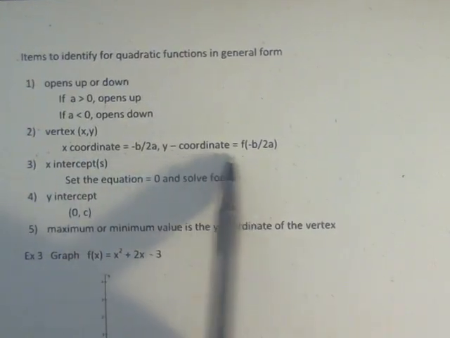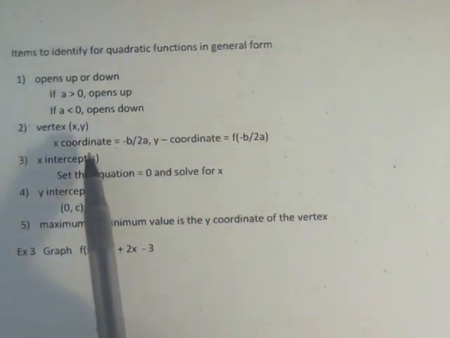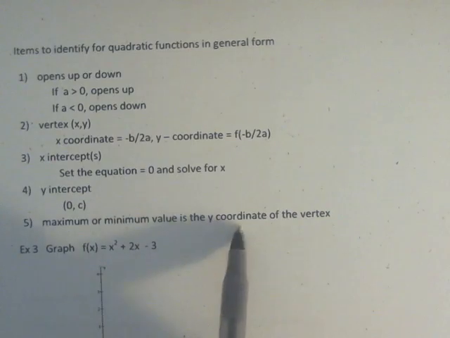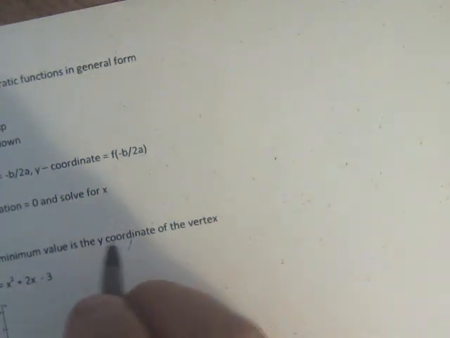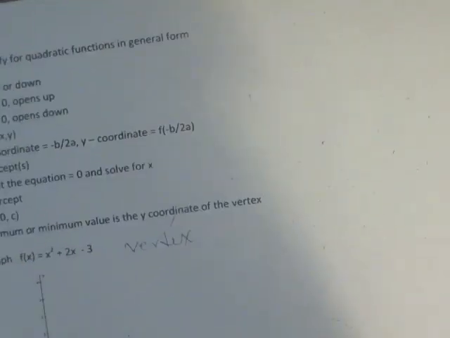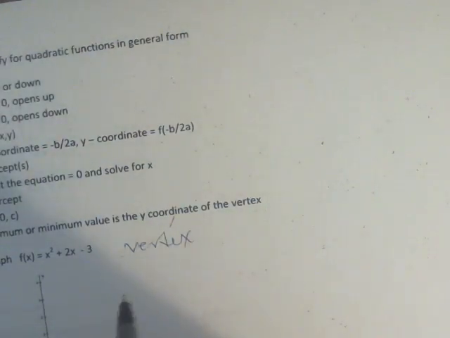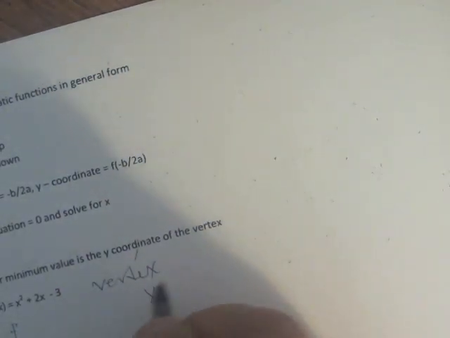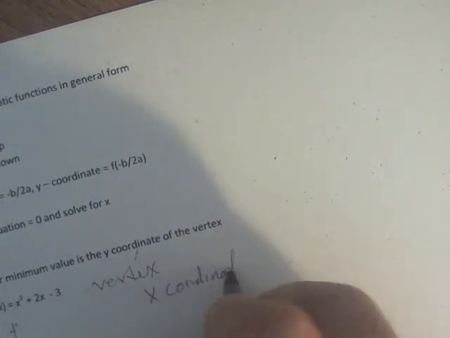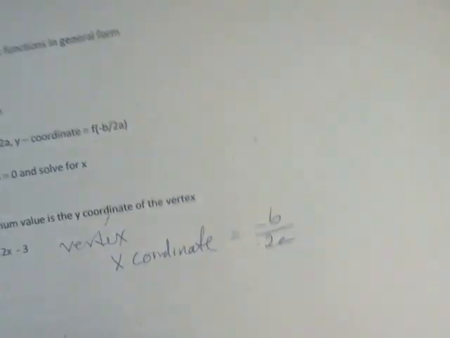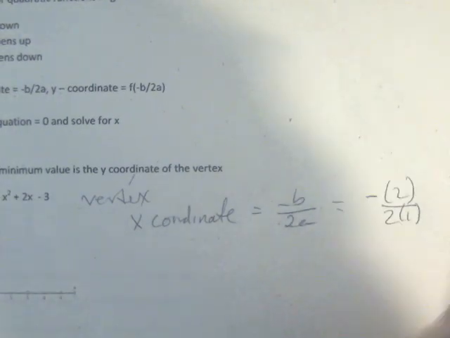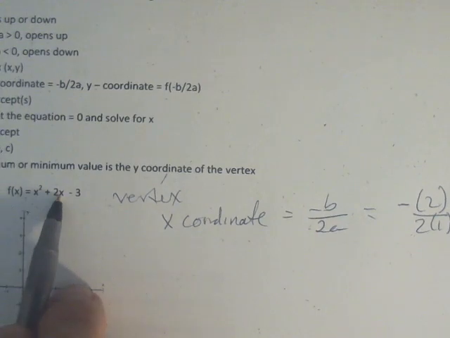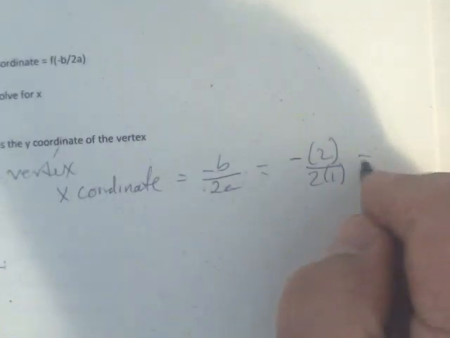For the vertex, we have a formula to find the coordinates. X-intercept and y-intercept do not change. Max or min does not change. So if I look at x squared plus 2x minus 3, it does open up. For my vertex, just make sure, and I see people mess this up all the time, once you find x, you need to put that back into the equation to get y. So my x coordinate is minus b over 2a, which is minus 2 over 2 times 1, because a is 1, b is 2, c is negative 3. And so that gives me negative 1.